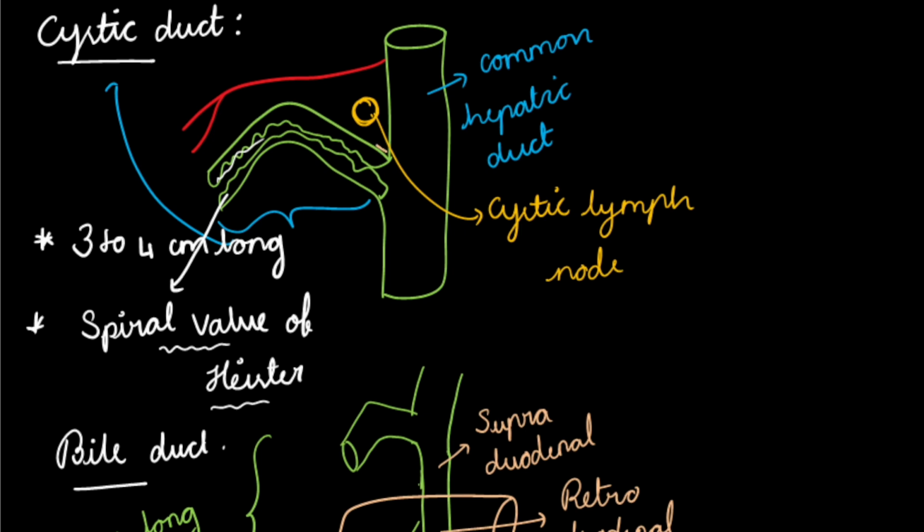And now regarding the cystic duct, here it is, and it is 3 to 4 cm long, and inside the cystic duct we will be having the spiral valve of Heister, which is none other than 10 to 15 crescentic folds of mucous membrane, and here you can see the cystic lymph nodes.